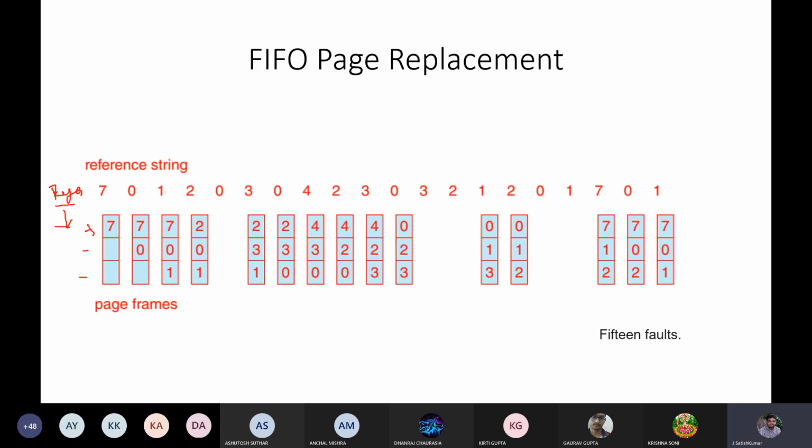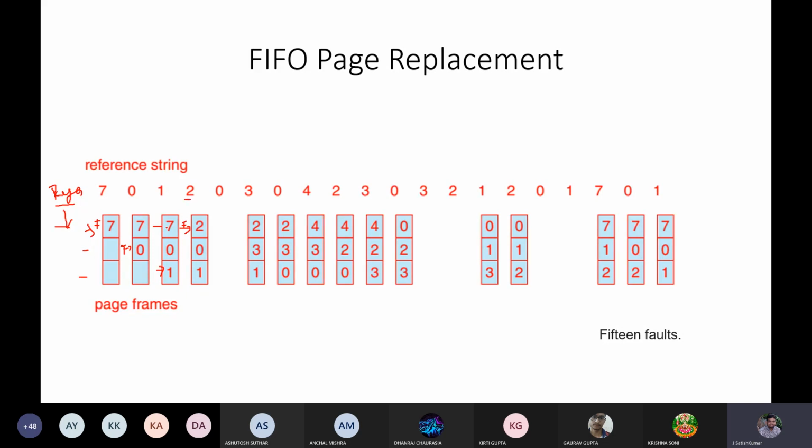Initially the front will point here, so we will allocate 7 here. After allocating 7, the front will move here, so we allocate 0 here. Then the front will move to the third place, and 1 will be inserted here. After inserting, the front will move to the next place. Now 7, 0, 1 are inserted, and 2 will come.